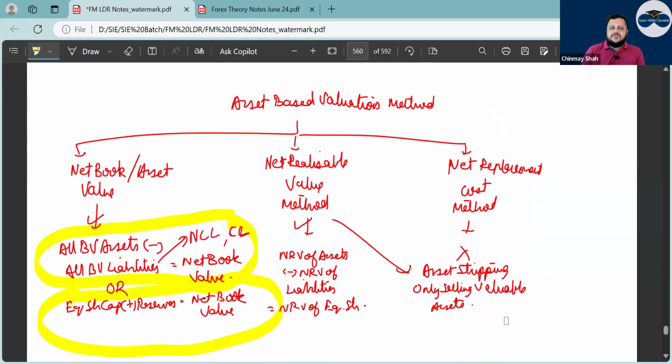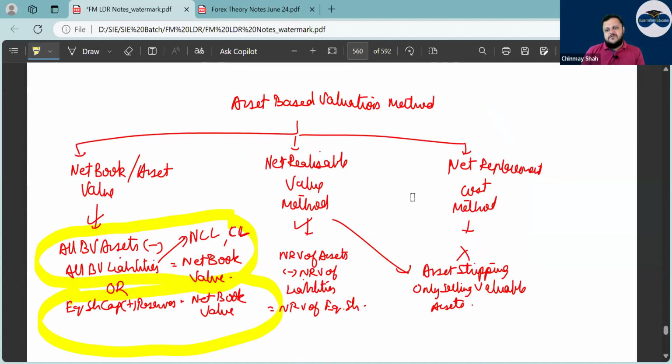There are 3 asset-based valuation methods: net book value method, net realizable value, or net replacement cost. Net book value is very simple: all book value assets minus all book value liabilities. When I say all book value liabilities, I mean what? Non-current liabilities and current liabilities, right? Or equity, share capital, and reserves, whichever way you want to go.